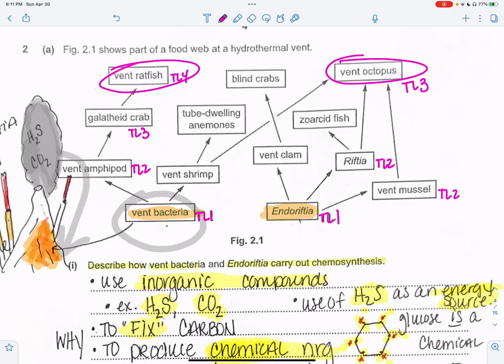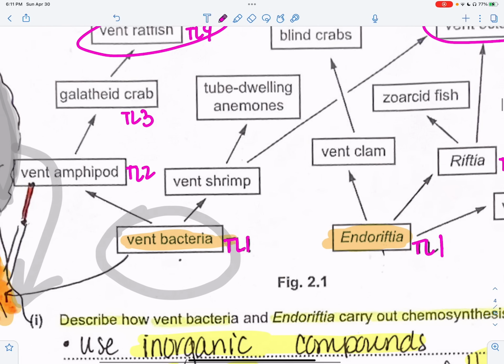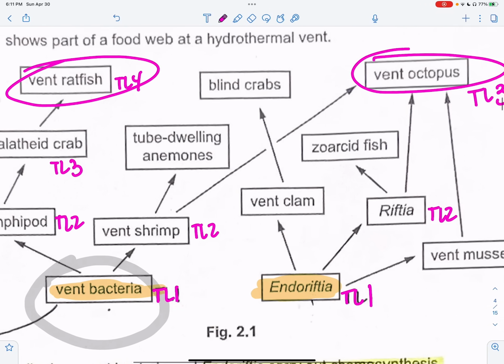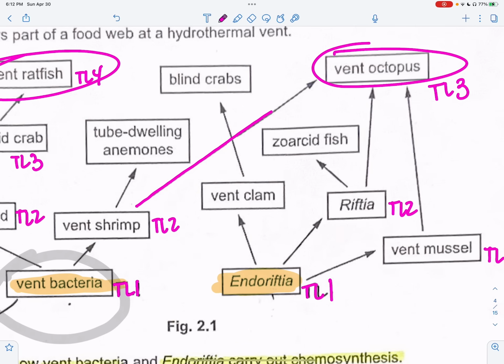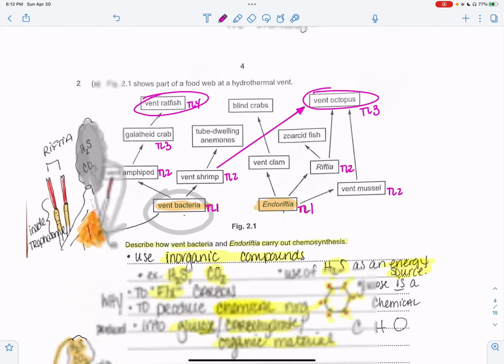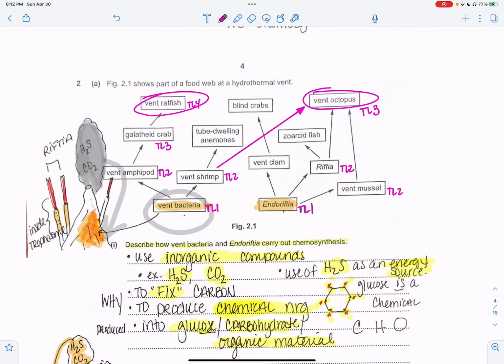Or if we follow the arrows that point to it, we have vent bacteria, vent shrimp, trophic level 2, and then again back to the vent octopus, trophic level 3 again. So vent octopus is staying at trophic level 3, where the vent ratfish is trophic level 4. And you should remember from AS Marine and then regular biology class that every trophic level you go up, you only gain about 10% of the energy. So being in trophic level 3, there's going to be more energy remaining, hence why they refer to it as energy efficient, than being in trophic level 4.